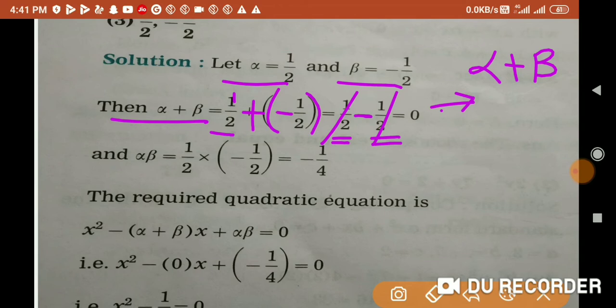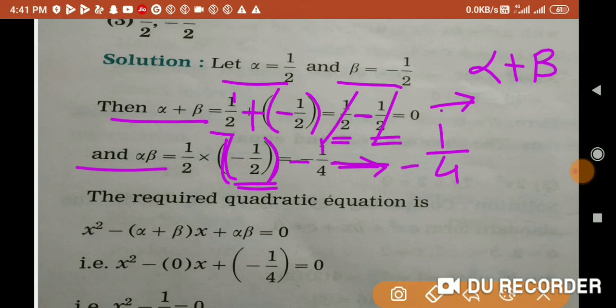Understand? Now for alpha into beta, 1 upon 2 into the value of beta, which is minus 1 upon 2. Therefore it can be written down in the bracket. Now multiply numerators and denominators. 1 into 1 is 1, and 2 into 2 is 4, and the sign is minus. Now see here, we get the value of alpha into beta is equal to minus 1 upon 4.